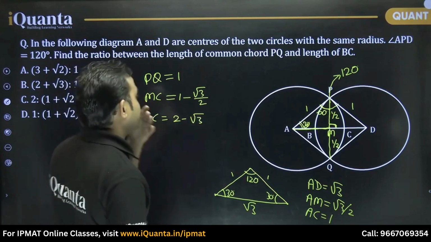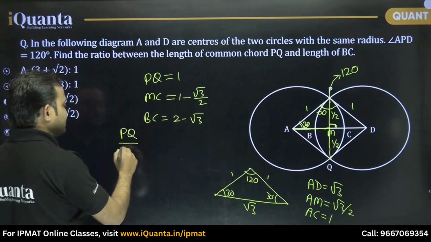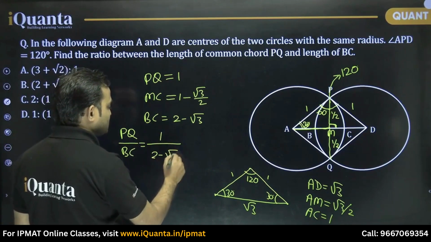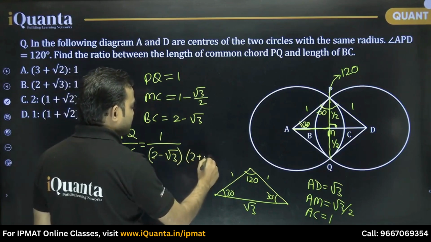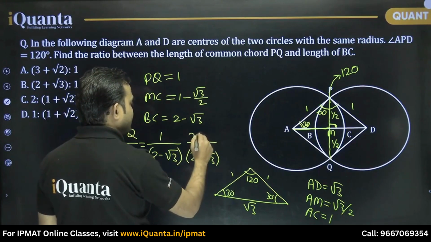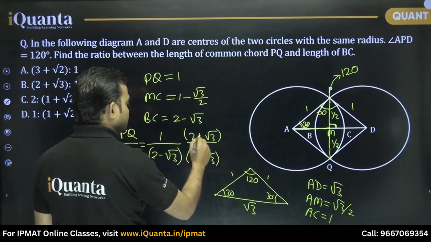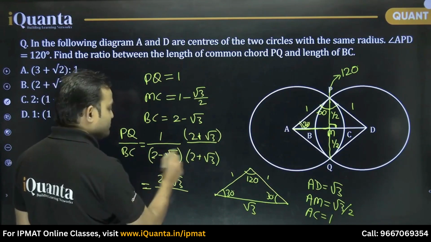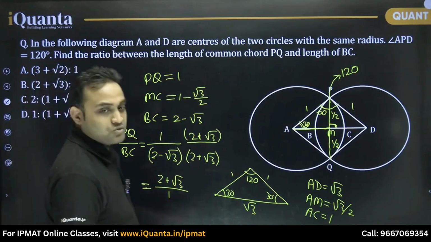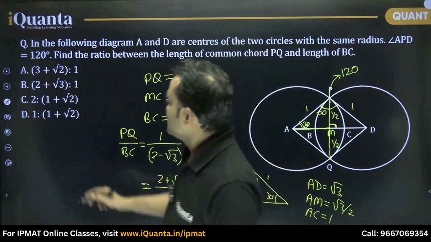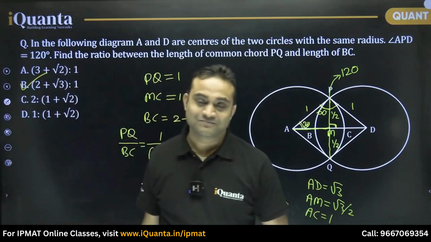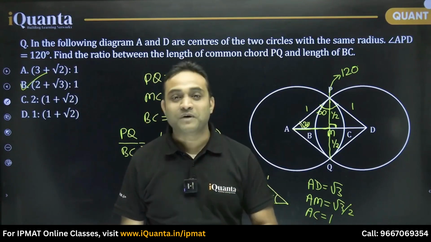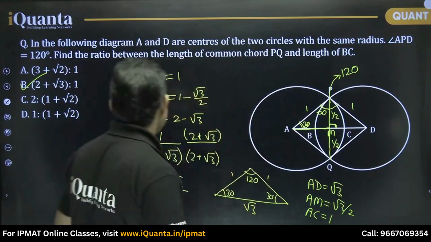What do we want? We want PQ upon BC. What is PQ? PQ is 1. BC is equal to 2 minus root 3, which we can try to rationalize. Let's see what we are getting here. So this will be 2 plus root 3 divided by 4 minus 3, which is equal to 1. So 2 plus root 3 is the ratio, 2 plus root 3 to 1. So option B is correct. So this question uses basics of circles and some part of triangles, right? A really good question.